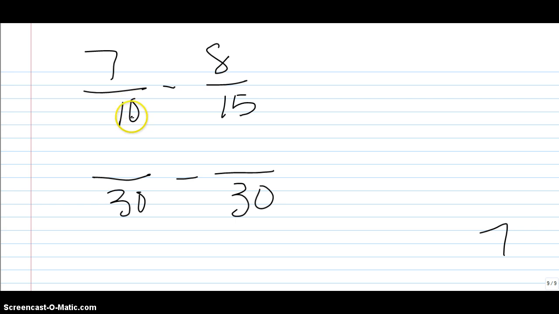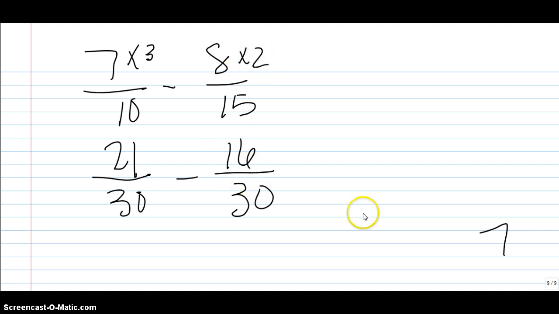10 times 3 is 30. So that means I have to multiply 7 times 3. 7 times 3 is 21. Let's do the same thing with the other fraction. 15 times 2 is 30. So that means I have to multiply 8 times 2, and that gives me 16.